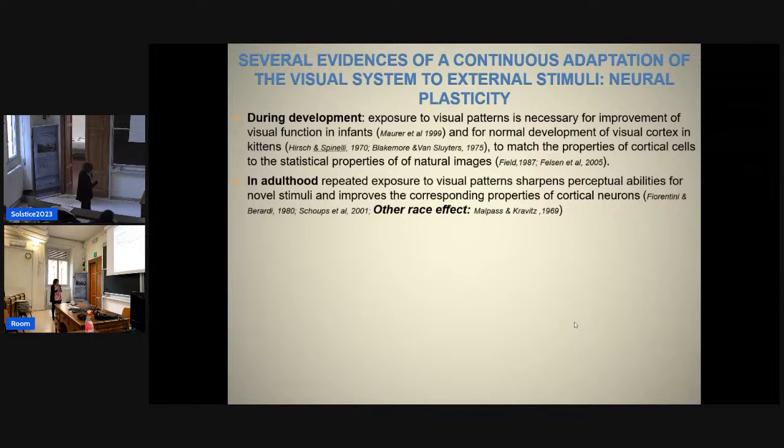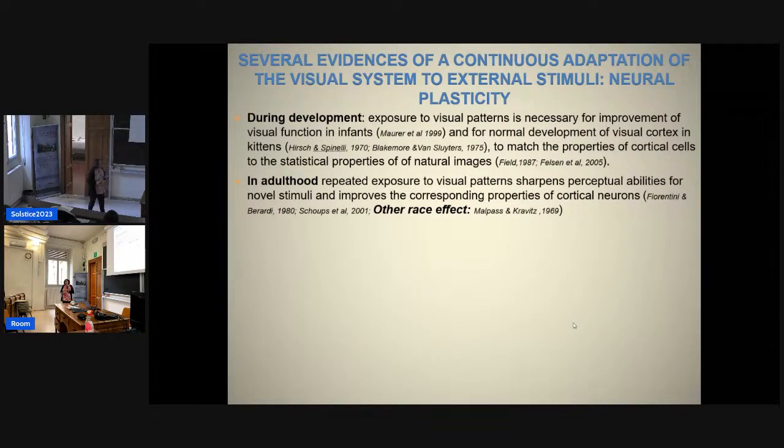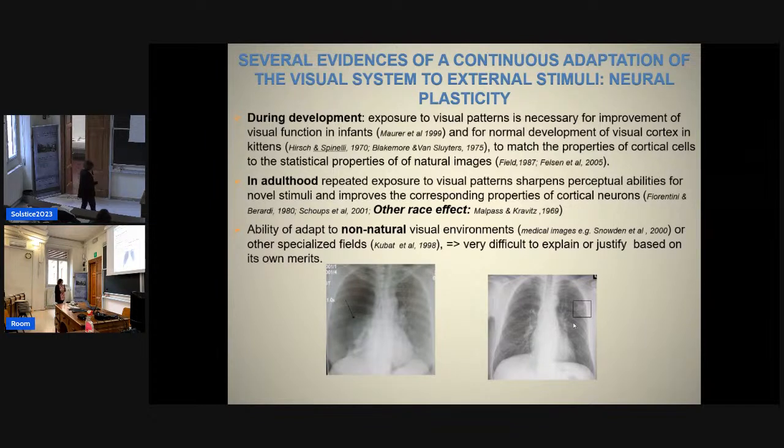An example of this is the other race effect, which is the phenomenon for which we learn how to discriminate fine visual facial features of people of different ethnicity, and this happens with training. And also, training is important to learn to discriminate fine and unusual patterns, for example, in medical images. Okay? So, plasticity is an important feature of our brain.